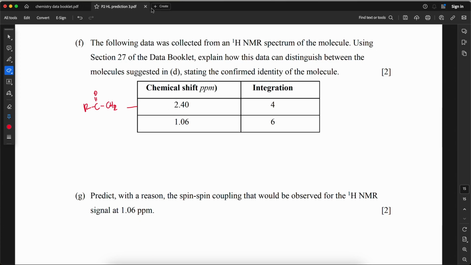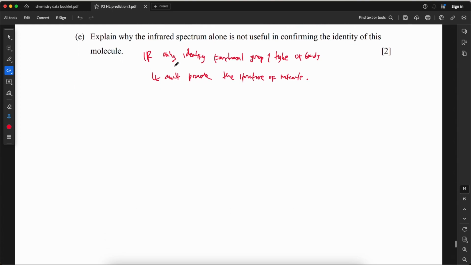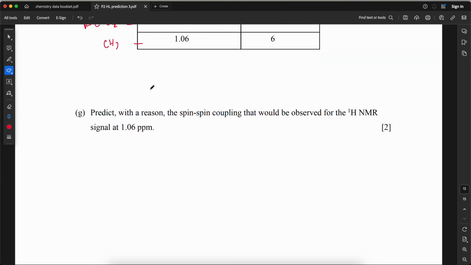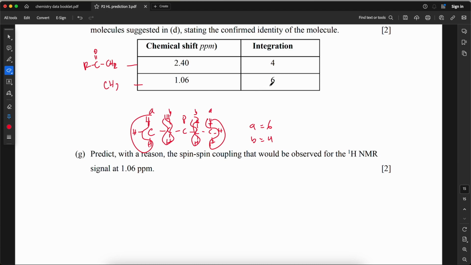And then 1.06 would be CH3. So let's check pentan-3-one. That would be CH3, CH2, C double bond O, CH2, CH3. As we know, this would be the same, the same. So A and then B. A would be 6, B would be 4. You can see CH3, which is A, sorry, CH3, which is this one, 6. And the one that is attached to the C double bond O, the integration is 4. So it's pentan-3-one.